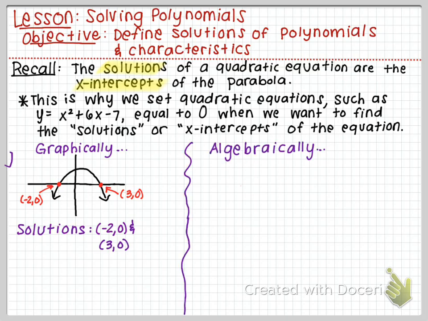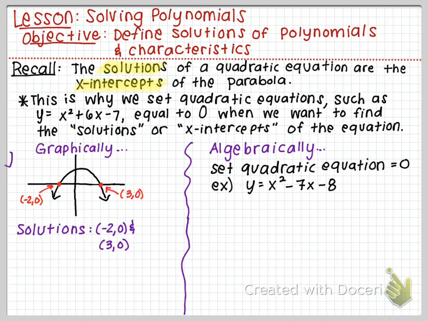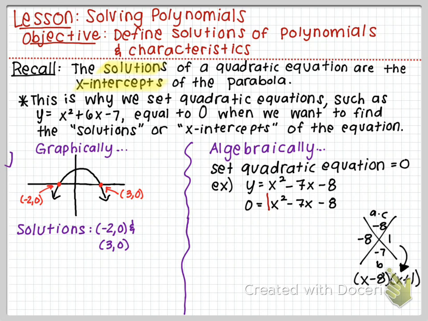So algebraically, it looks like this. You set the quadratic equation equal to 0. In a different example, y equals x squared minus 7x minus 8. If I told you to find the solutions, you'd plug in a 0 for y, and then you'd draw the x. A times c is -8 and b is -7. Because there's a 1 in front of the x squared, I'll write a 1 in front of it, and we can go straight into x minus 8 and x plus 1.